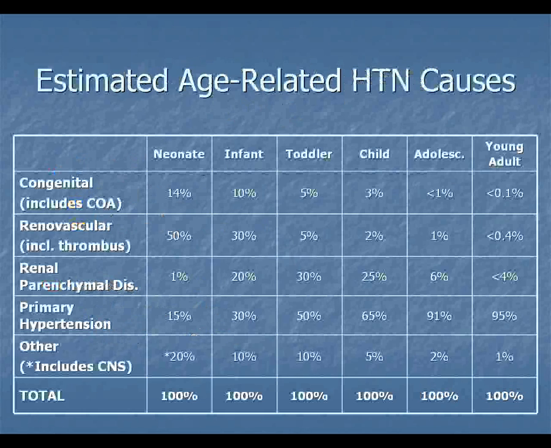I found this diagram, which I really liked, showing, and I'll point out just briefly, primary hypertension here. You can see as young as toddler age and school-age children here, primary hypertension is a very large component of determining the cause for hypertension. Congenital causes such as coarctation and renovascular are only very high in this area.